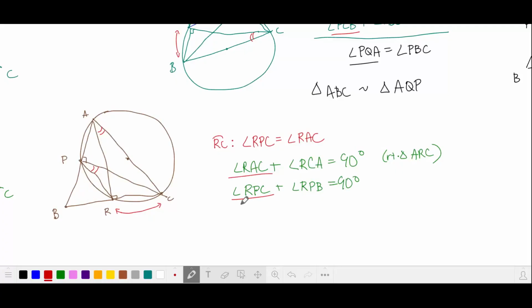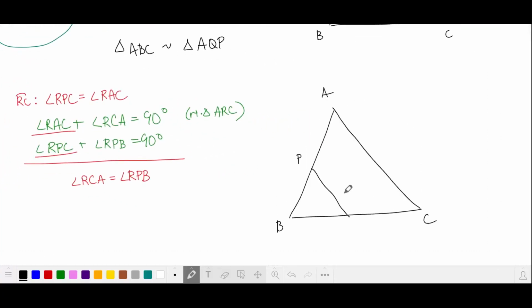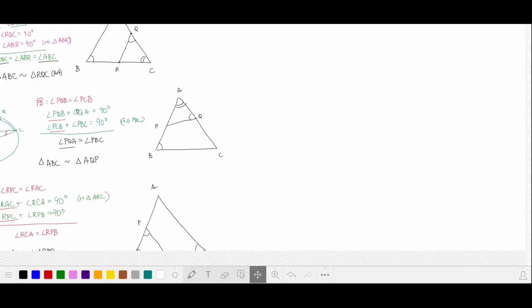These two angles are the same, so we have angle RCA is the same as angle RPB. We will redraw our triangle to find our similar triangles. Here's PR, here's RCA, and RPB, and this shared angle at B again. So we have triangle ABC is also similar to triangle RBP. So let's summarize all of our similar triangles here.